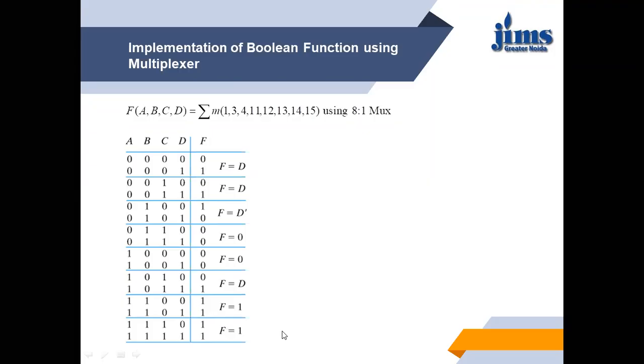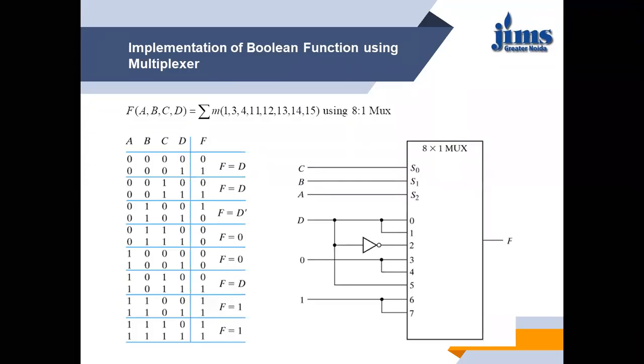Now we have 8 inputs and we can implement with the help of an 8:1 mux. We put A, B, C as select lines S2, S1, S0, and we have inputs 0 to 7. The inputs are connected: the first is D, next is D, next is D bar, next is 0, 0, then D, then 1 and 1. So this is how we implement the Boolean function with the help of a multiplexer which has fewer select lines than required by the Boolean function.